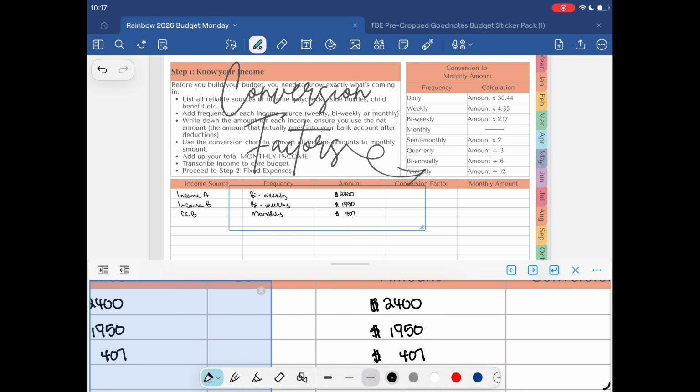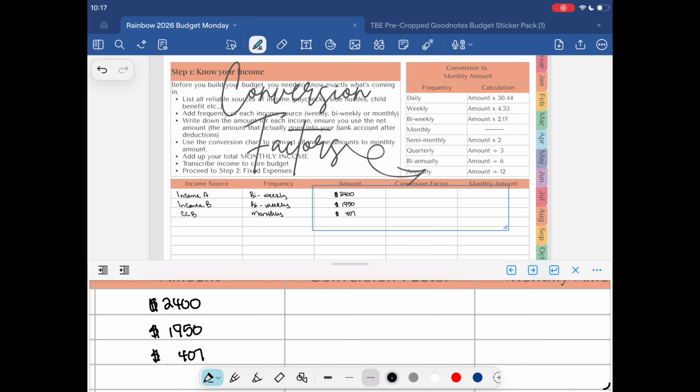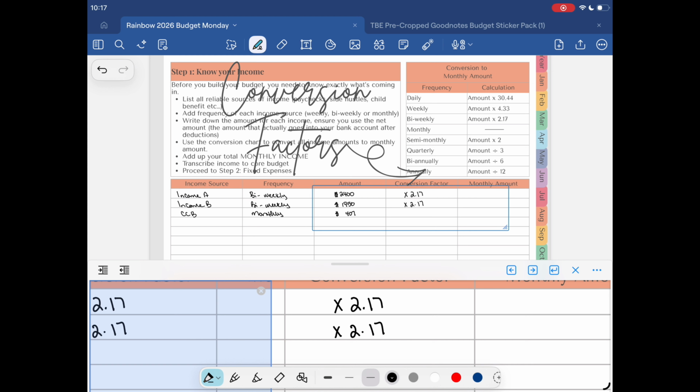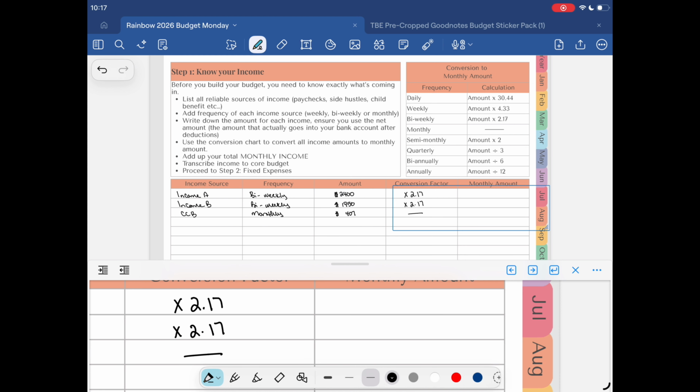What's included here are some conversion factors, so depending on your frequency of how often you get paid, and this is to help you convert everything to a monthly amount just to make your monthly core budget setup easier. So for the biweekly payments, the conversion factor is times 2.17, and then the monthly Canada Child Benefit doesn't have a conversion factor.